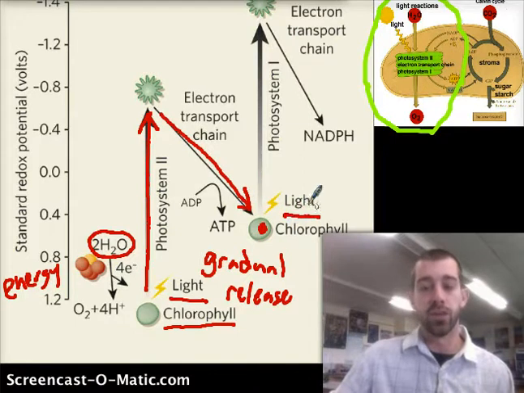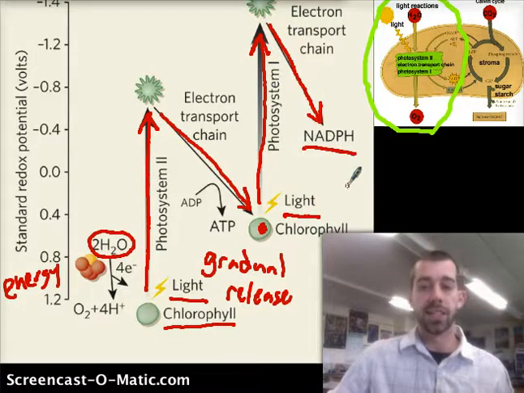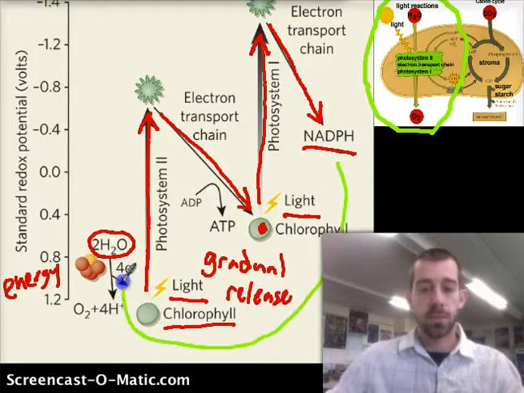It gets hit with another photon, re-energized, and then passed through another electron transport chain, and ultimately gets picked up by NADPH. And like we said, NADPH is going to take that electron and transport it back over here so that it can be reused.